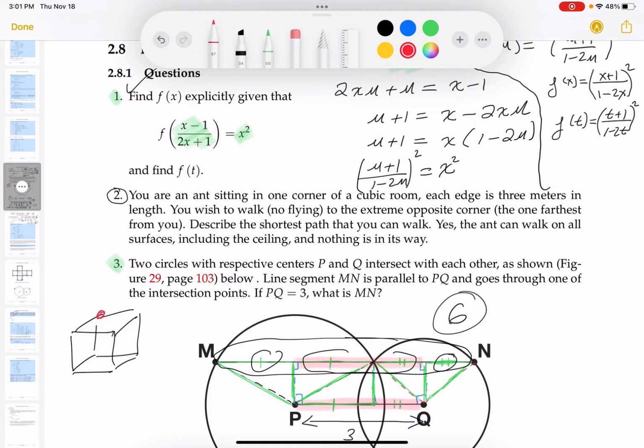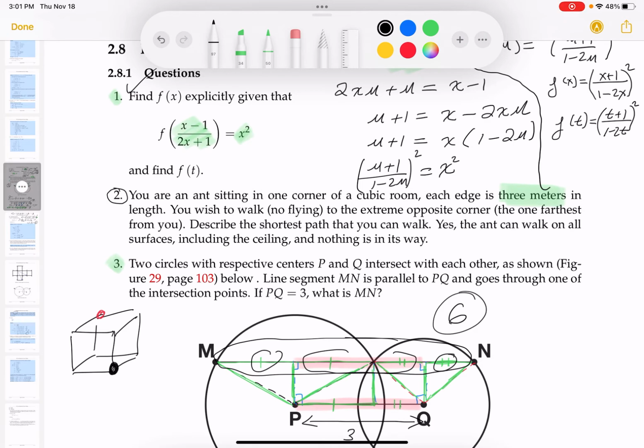All right? So you're an ant sitting in one corner of a cubic room. Each edge is 3 meters in length. Let me outline that for you. So each edge is 3 meters. Every edge of the room, it's a cubic room, is 3 meters. And what do they go on to say? It says the bug is in one corner, and the bug can't fly, but he can walk. He can walk along any surface he wants: ceiling, floors, walls, whatever. And his objective, by the way, is to get to the opposite corner. And I'm going to say the opposite corner is over here somewhere.